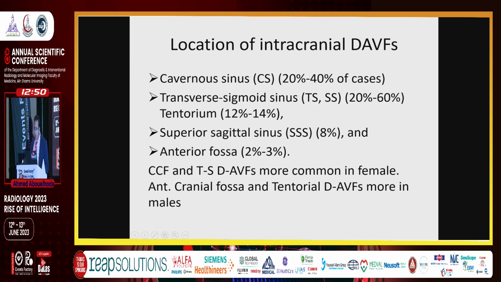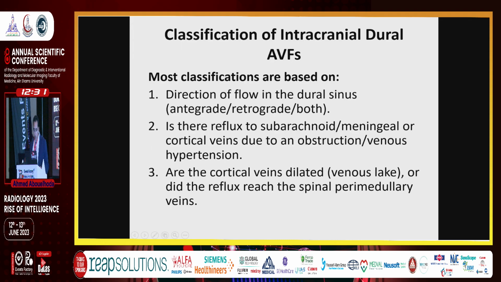The most common locations are the transverse sigmoid sinus and the cavernous sinus, followed by the superior sagittal sinus, the anterior cranial fossa and the tentorial dural fistulas. Carotid cavernous fistula and the transverse sigmoid dural fistula are more common in females, while the anterior cranial fossa and tentorial dural AV fistulae are more common in males.